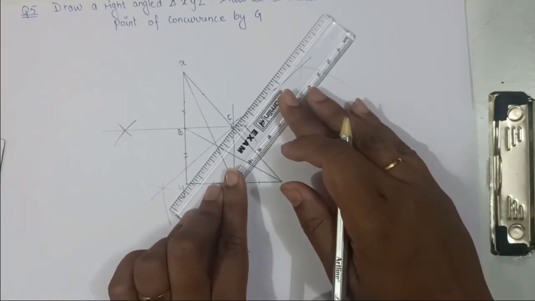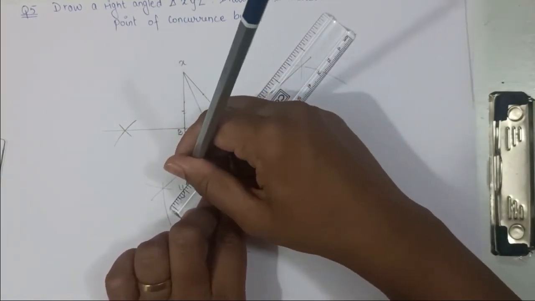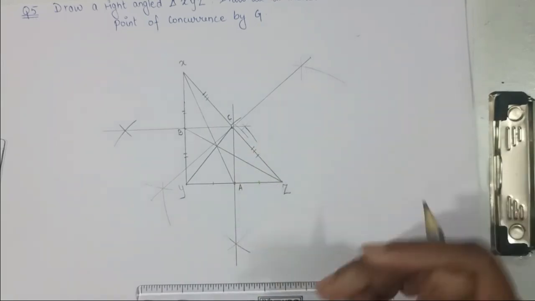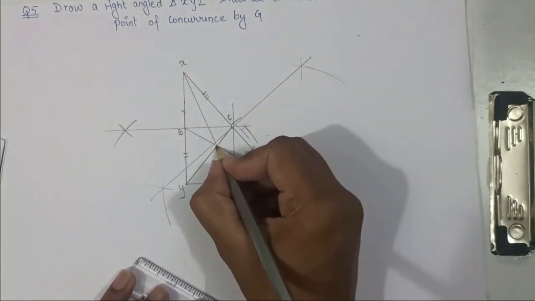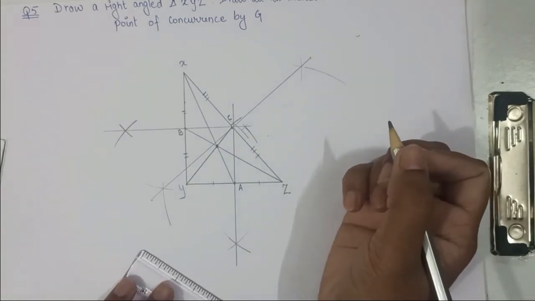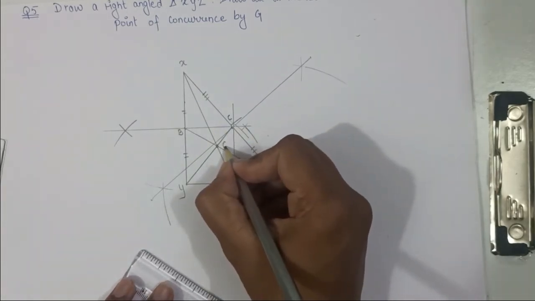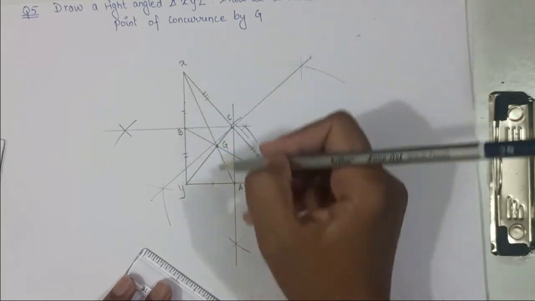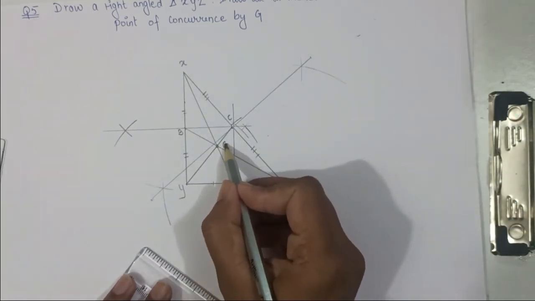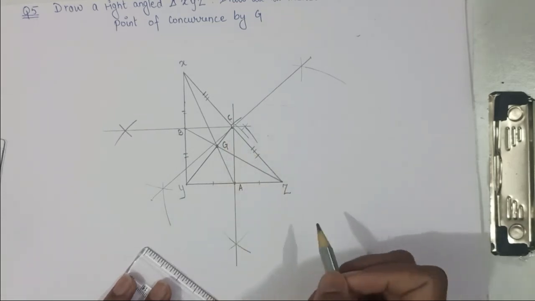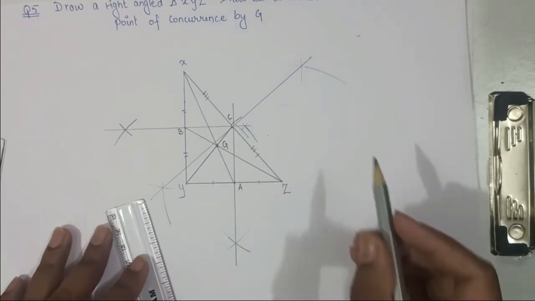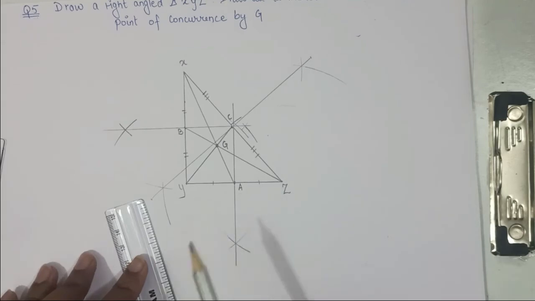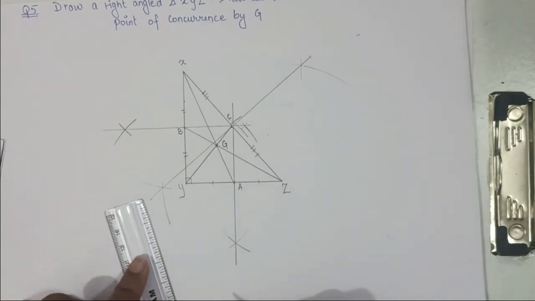Now let us join Y and C. If you observe carefully, we have got our centroid, which is G. So the point of concurrence of all the three medians is called the centroid, and we name it G. I hope you all now know how to draw the medians for a right angle triangle. Okay, children?